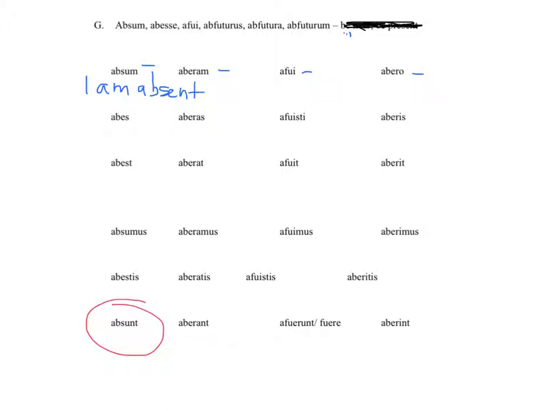Adsum is the opposite of absum. In the previous screen you learned adsum, and this screen is ab. Ab in Latin means away. Sum means I am. Ad in Latin means to or toward. Sum means I am. Pretty simple lesson overall in this lesson 10. It's a matter of memorizing sum, est, and all the various forms. You know 4 tenses for that now.